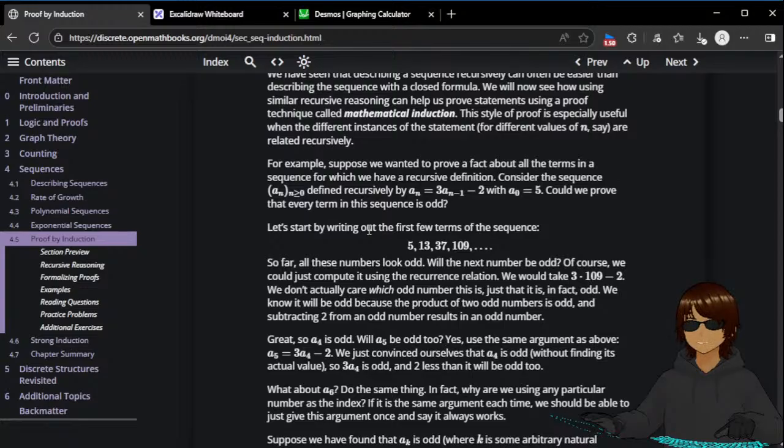For example, suppose we want to prove a fact about all the terms in a sequence for which we have a recursive definition. Consider the sequence a_n, n greater than or equal to 0, defined recursively by a_n is equal to 3 times a_(n-1) minus 2, with a_0 being equal to 5. How could we prove that every term in this sequence is odd? Let's start by writing out the first few terms of the sequence. 5, 13, 37, 109.